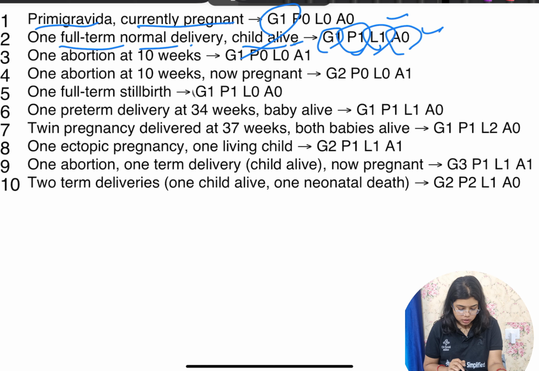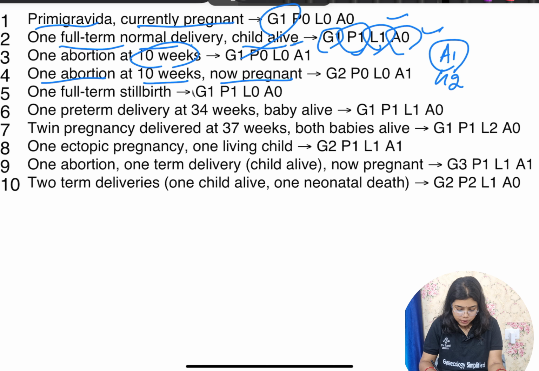Then one abortion at 10 weeks, and now the patient is pregnant. So it will be G2 A1. See here, if it is given that there is only one abortion at 10 weeks, we will not write gravida 1. We will write only abortion 1 because it is already delivered. Already the abortus has been passed out. So it will be only abortion 1.